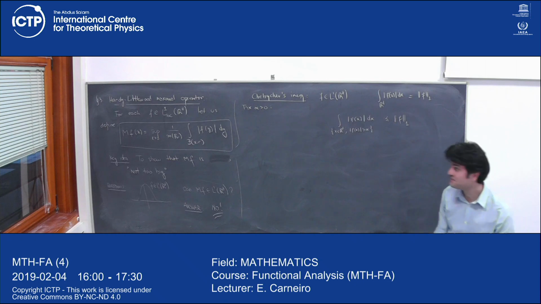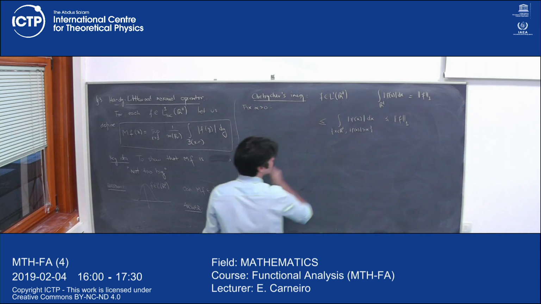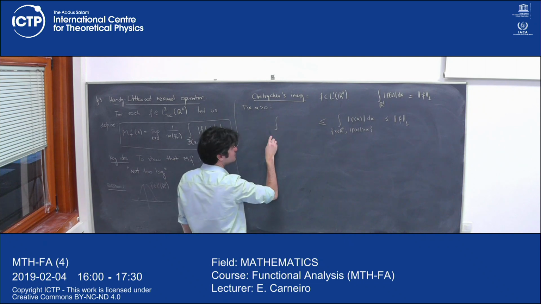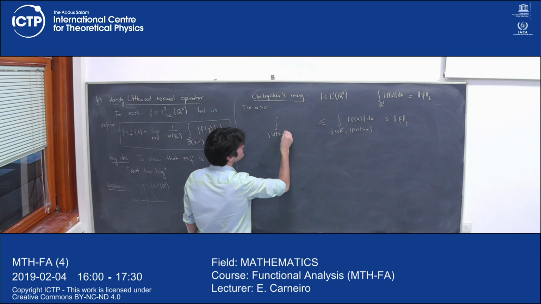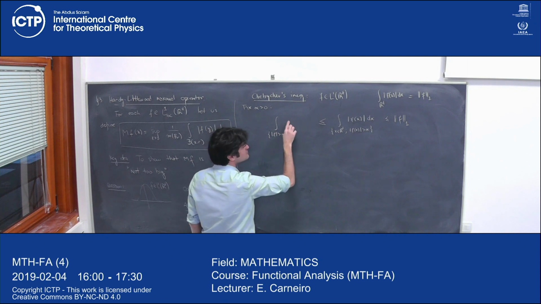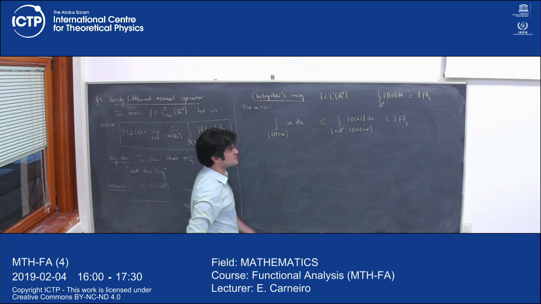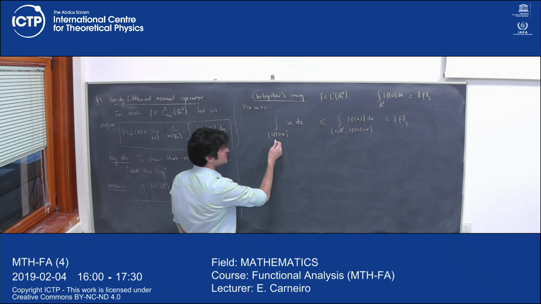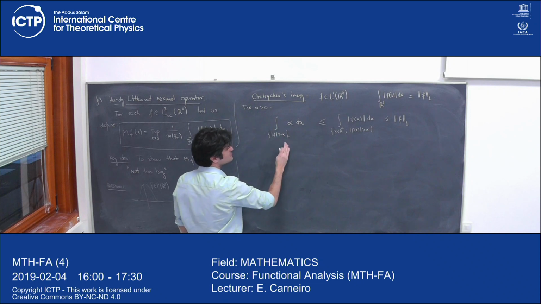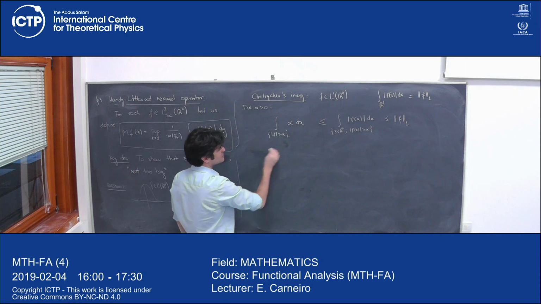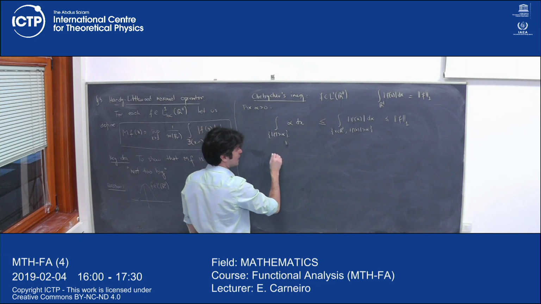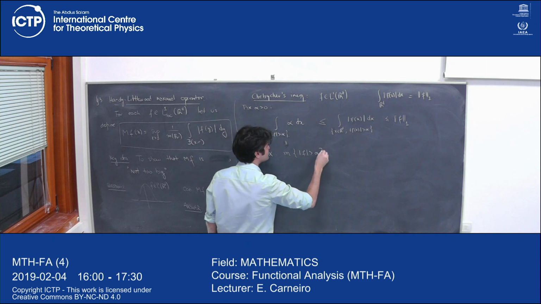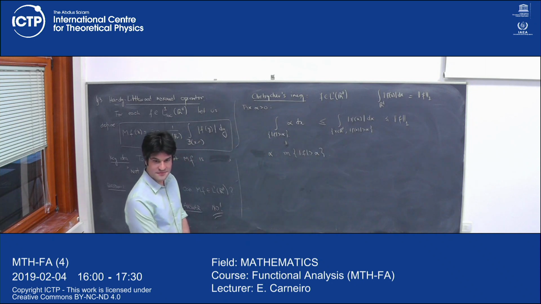On the other hand, this is bigger or equal than the integral on this set of alpha, because in this set, absolute value of f is bigger than alpha. Okay? And this gives me what? This is just alpha times the measure of the set where f is bigger than alpha. Okay?